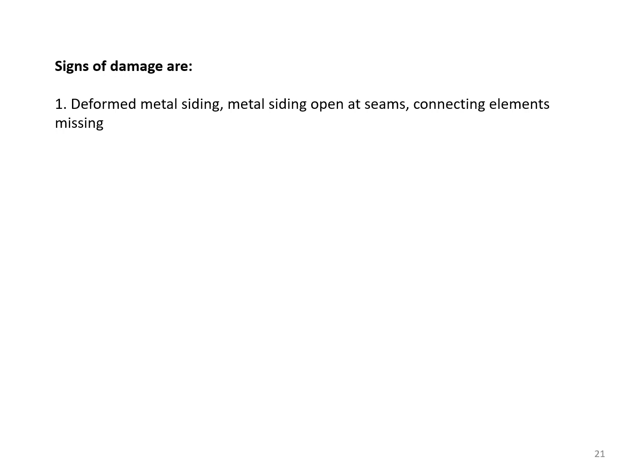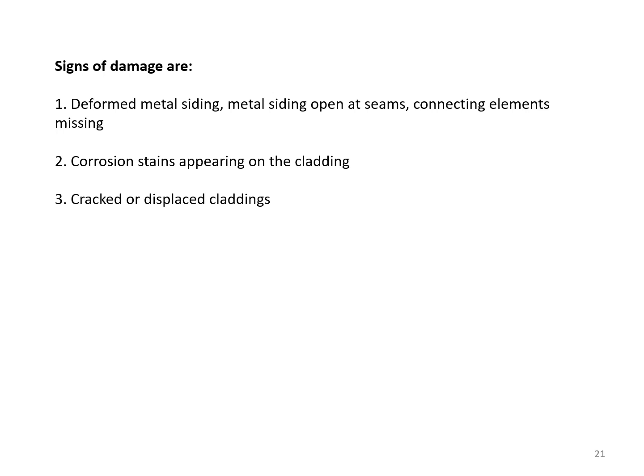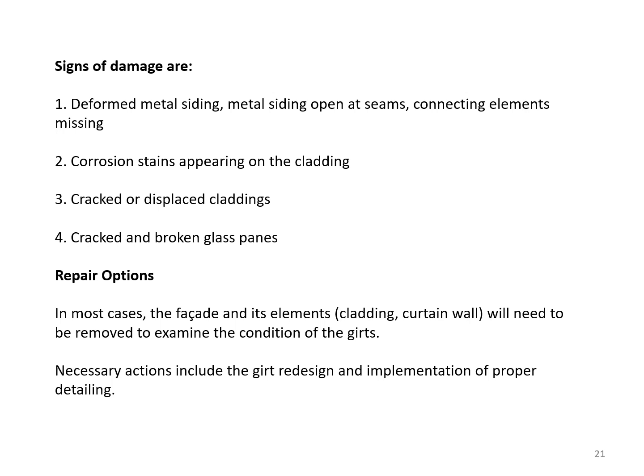Signs of damage: deformed metal siding open at seams, connection elements missing, etc. Corrosion stains appearing on the cladding. Cracked or displaced claddings are visible. And when we have glass panes, you may find breakage of the glass panes, which indicates deformation of the cladding. So what are the repair options? In most cases, the facade and its elements, cladding, curtain walls, will need to be removed to examine the condition of the girts. Necessary actions include the girt redesign and implementation of proper detailing and installing those sag rods.